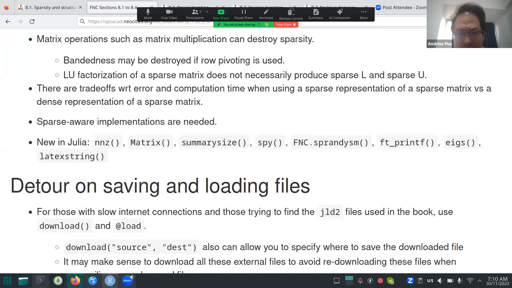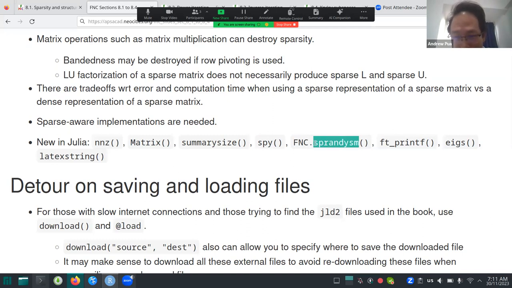Another command is this summary size command, which is really determining the memory that is allocated to an object. And then SPI is a visual representation of a sparse matrix, which uses a lot of these colors. Okay, so it's quite nice. And I think SPI is FNC specific, if I'm not mistaken. The other one is this sprandsym. I think this should be randsym, which I'll leave alone.